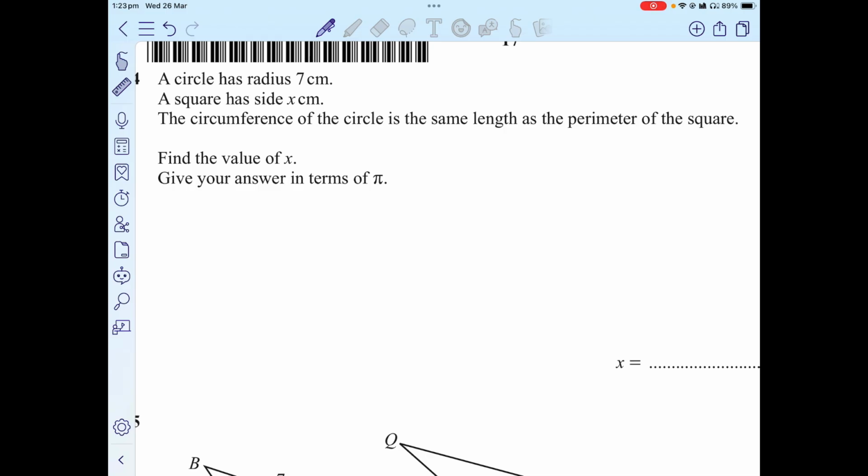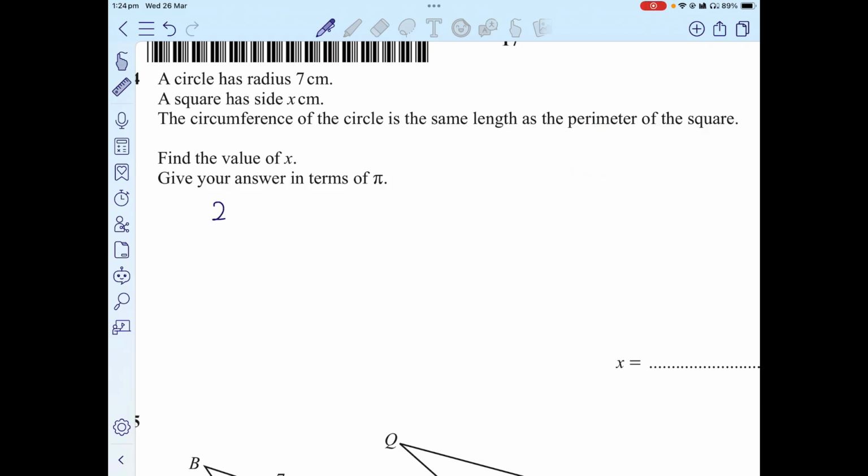The circumference of the circle is the same as the perimeter of the square. Find the value of x in terms of pi. Now, what is the circumference of a circle? Circumference of a circle basically means the length of the entire boundary, which is like the perimeter of the circle, you could say in one word.